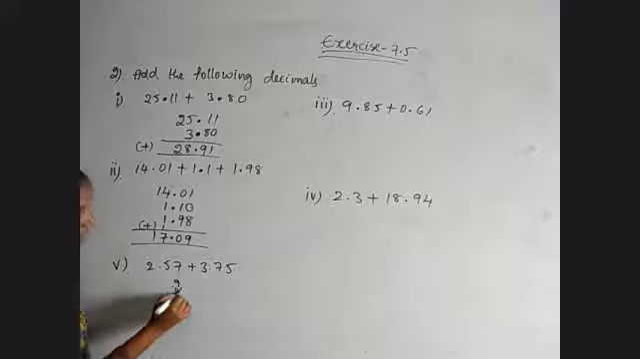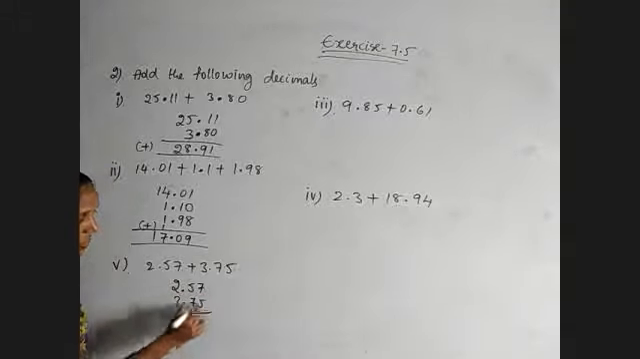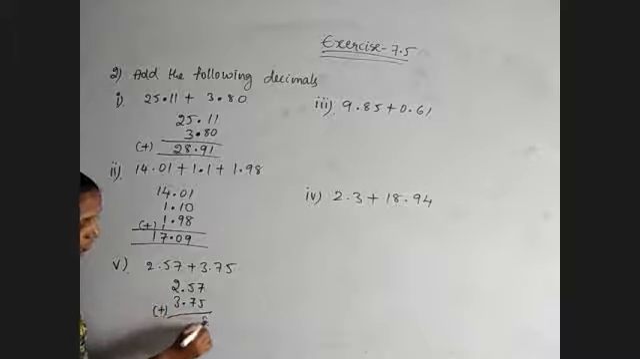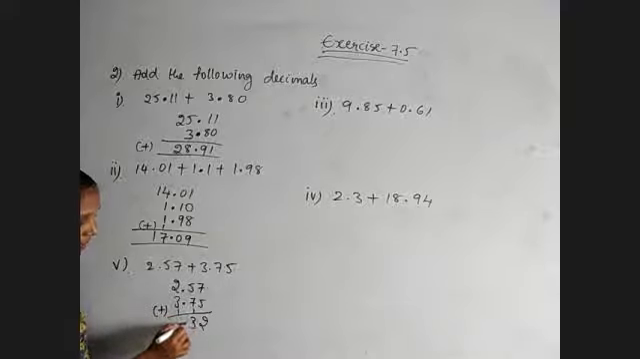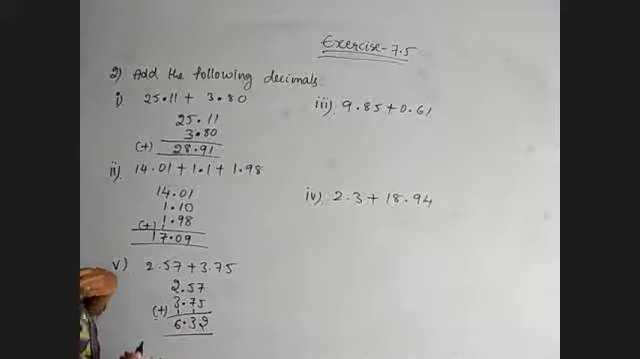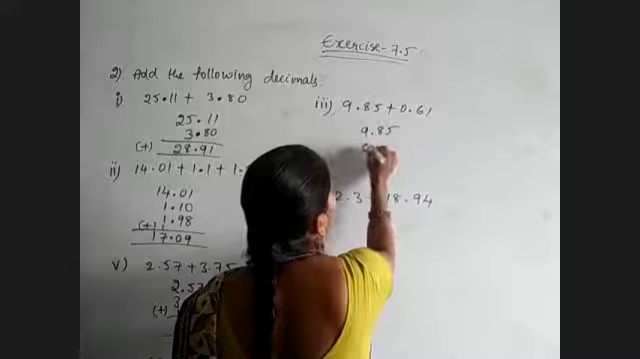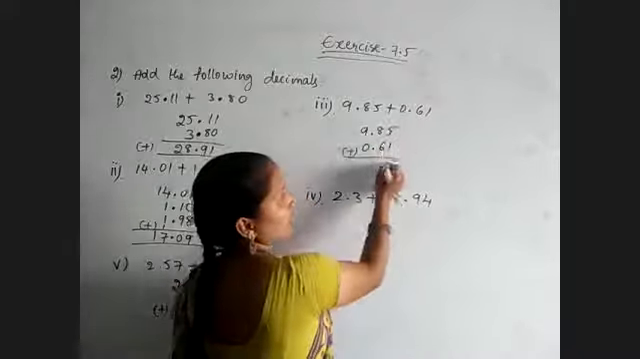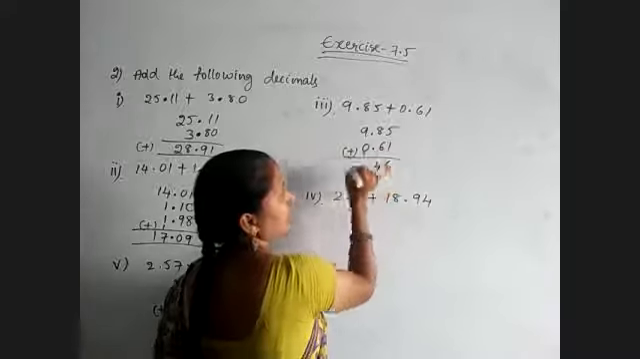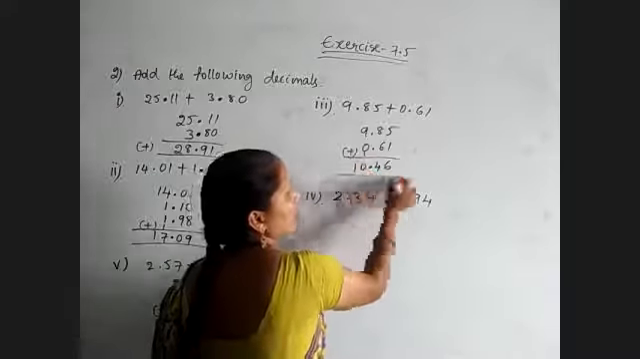These two numbers are like decimals: 2.57, 3.75. Very simple. 7 plus 5 is equal to 12. And 5 plus 7 is 12 plus 1, 13. Point is there. 3 plus 3 is 6, so 6.32. Remaining two problems also: 9.85 and 0.61. Both are like decimals, just addition only. So 5 plus 1 is 6, 8 plus 6 is 14, 1 will be carried and the point will come here. 9 plus 1 is 10, so 10.46.